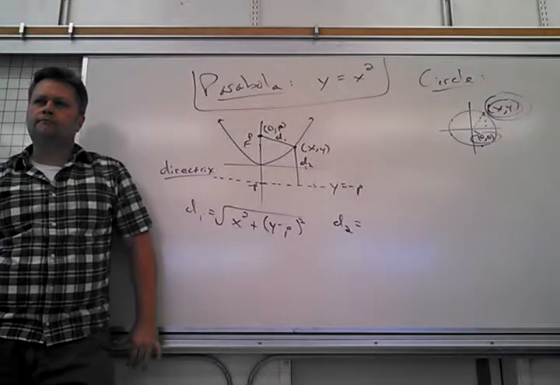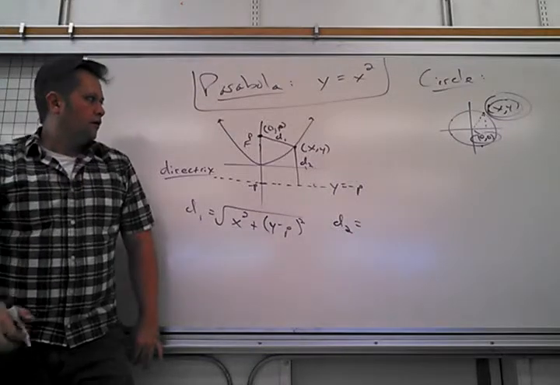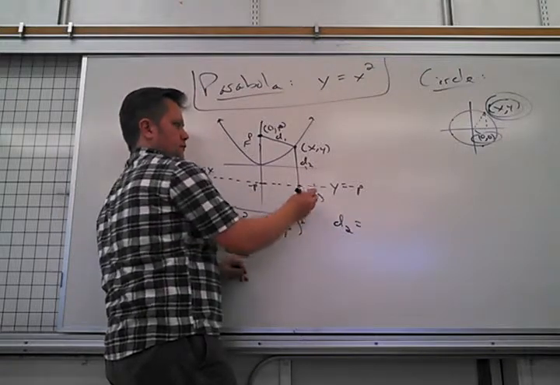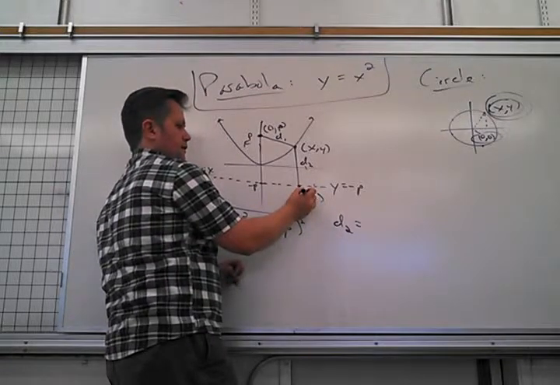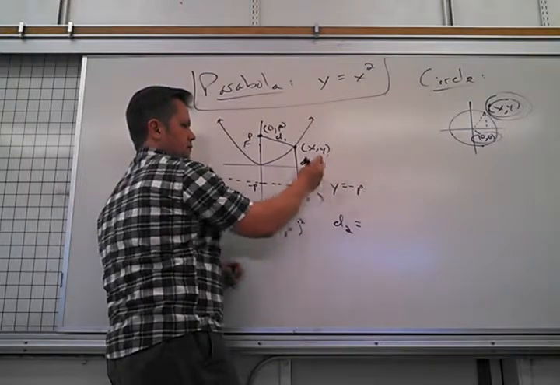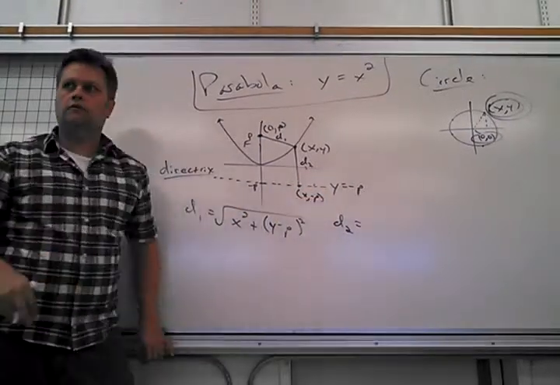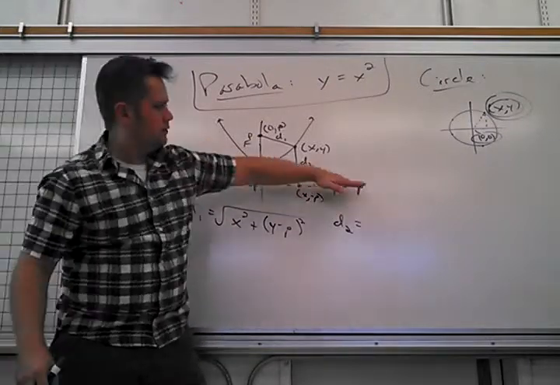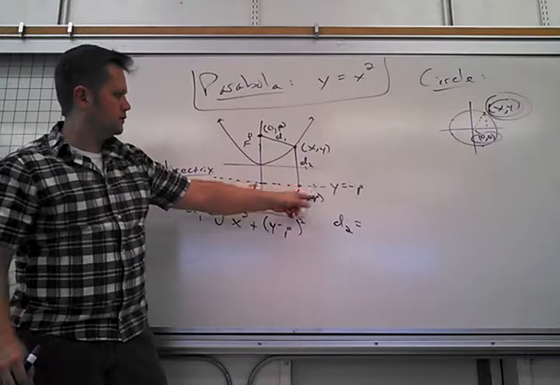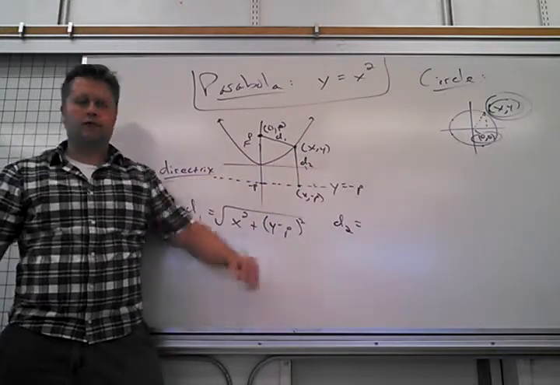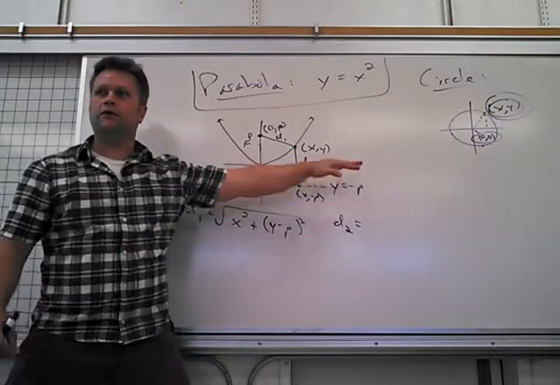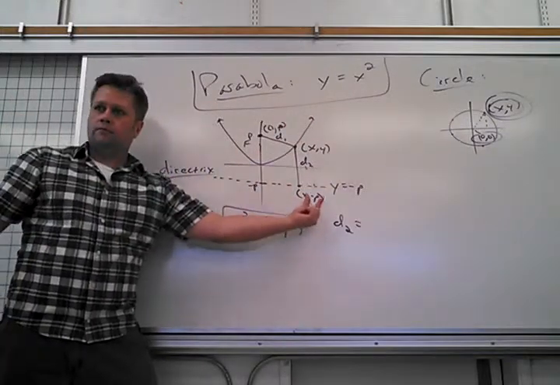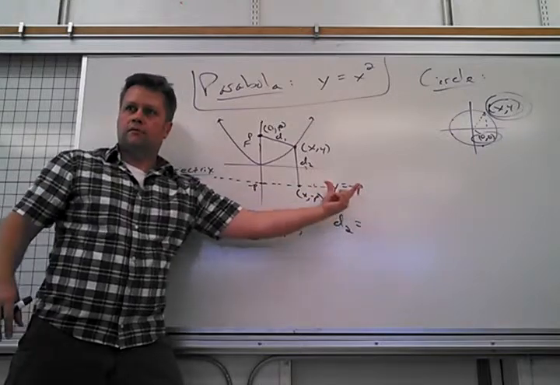0. Square root of 0 squared. Right? Well, what would this point here be? Yeah, it'll be whatever x is, and then negative p. Exactly negative p. Because the directrix is y equals negative p. It's always down p. Right, so this line here is y equals negative p. So every single y point on that line has to be negative p. That's the definition of the line.